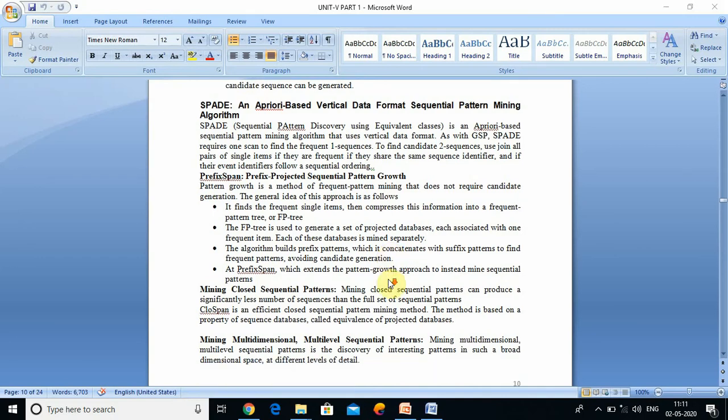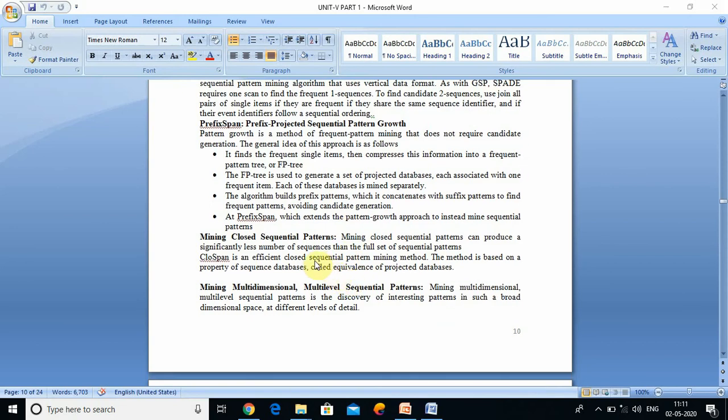PrefixSpan extends the pattern growth approach to instead mine sequential patterns. Mining closed sequential patterns. Mining closed sequential patterns can produce a significantly smaller number of sequences than the full set of sequential patterns.